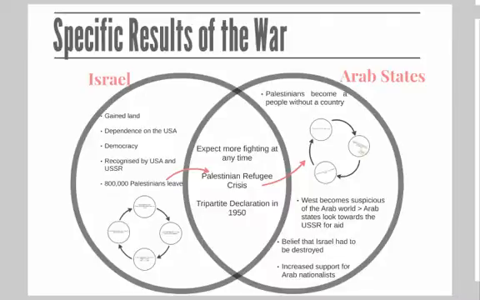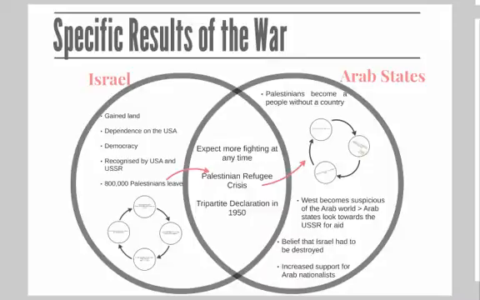We also have a number of Palestinians leaving Israel, which is creating the Palestinian refugee crisis, which we'll look at in a little more detail. And in 1950, there's a tripartite declaration in which Britain, France, and the USA say that they would use force against either Israel or the Arab states if either used force to alter the armistice lines. So the West is saying no more fighting.